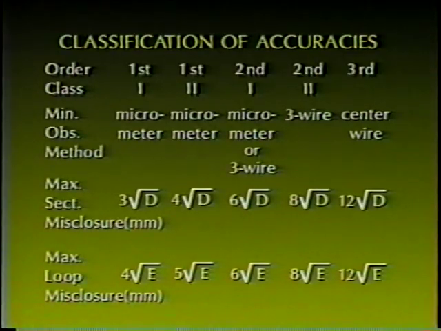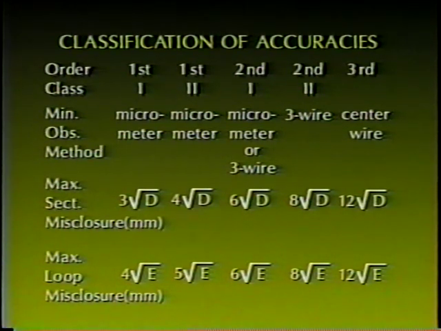Another area of leveling that has been tested on past LS and LSIT exams is the classification of accuracy standards and adjustments for vertical control. The table in your workbook shows the classification of accuracies for vertical control. The table specifies minimal observation methods, maximum sight distances, maximum number of setups, and the maximum allowable misclosures for first, second, and third order levels.